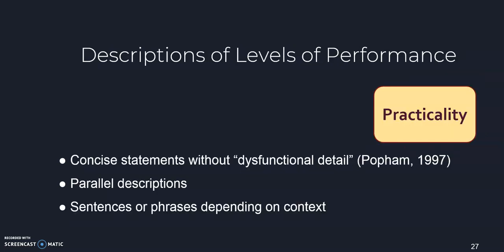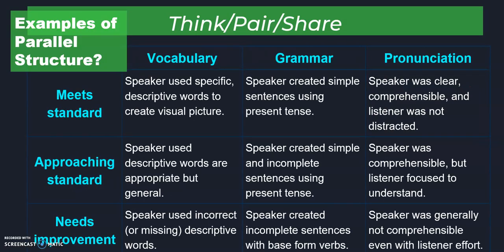The descriptors should be concise without too much detail, and they should have parallel descriptions within the category. And they don't have to be full sentences. They could be phrases depending on the context. So let's think about that with the examples of parallel structure.